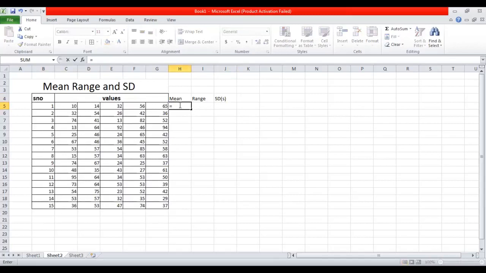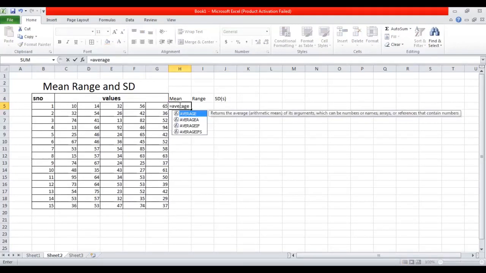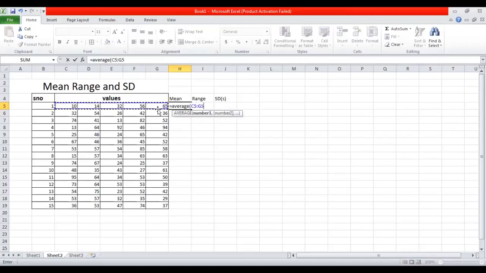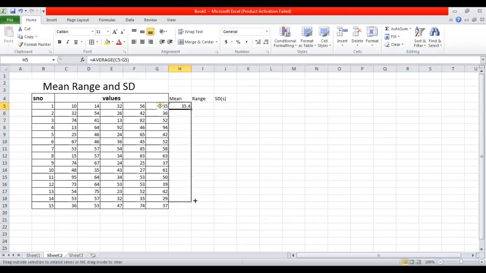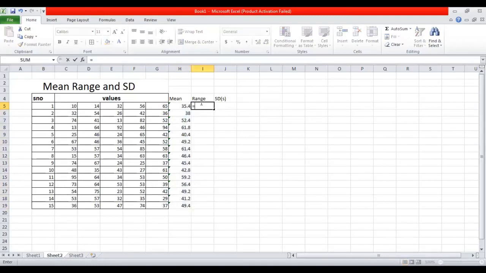To calculate the mean, what is the function we use? Average. So average of the first sample values: select the first sample values and press enter. We are calculating the mean for all these samples, so I can drag the formula and I'll get the mean values. Similarly, next, the range. What is the range? The range is the difference between the maximum and minimum values.